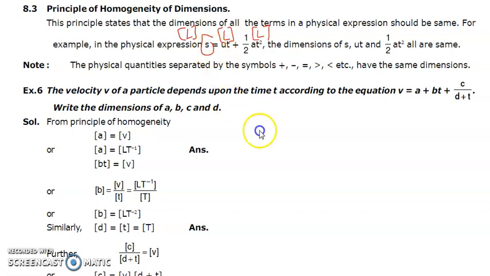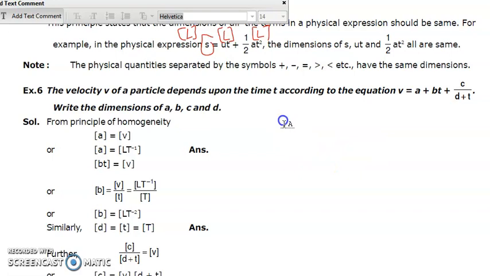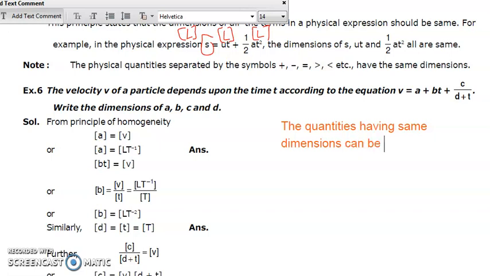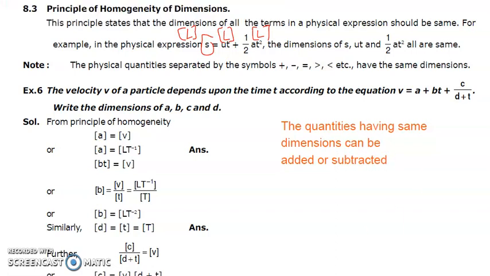I'll write it here as well so that we can have a close look, and we'll be using this in the complete video. The quantities having same dimensions, you can note it down as well, can be added or subtracted. So there is no such rule for multiplication or division, but in case of addition and subtraction this rule should be followed.